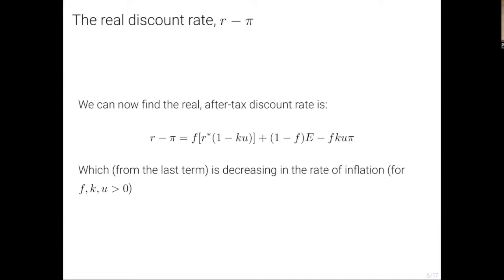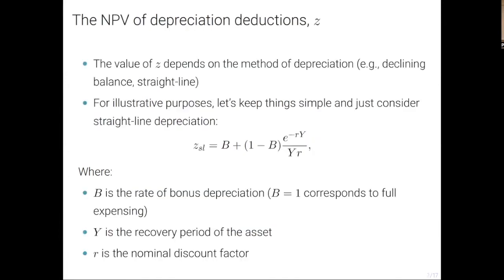So that lower real discount rate is going to lower the cost of capital. So higher inflation is going to decrease the real discount rate and decrease the cost of capital along with it. That's the first channel through which inflation is impacting the cost of capital. Higher inflation lowering the cost of capital in this case.